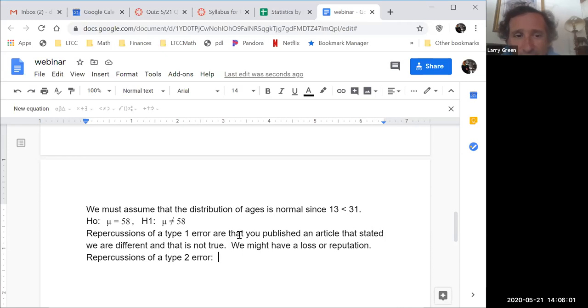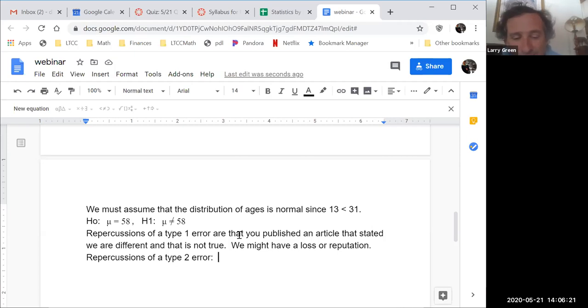So that means that the ages are different, but we weren't able to say that. We didn't have evidence to show they're different. If we don't have evidence to say we're different, then we're not going to publish the article. Do you see that? You don't publish an article saying, I don't know anything.